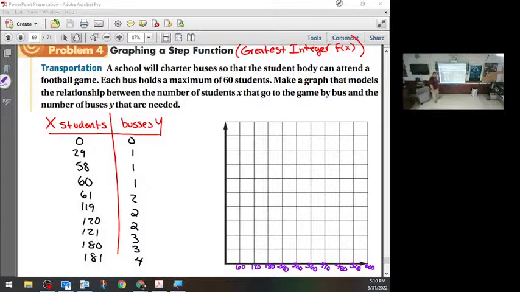About 420, 480, 540, 600. Going by 60s. And then right below that, I don't have room and this won't write on the bar. You're going to write number of students. On the side, you're going to write number of buses. And 0 buses, 1 bus, 2 bus, 3 bus, 4 bus, 5 bus.